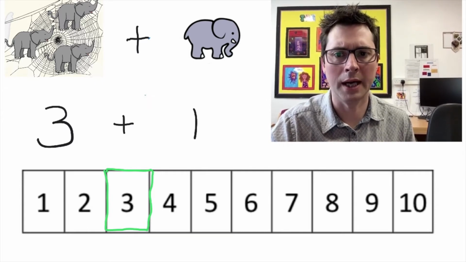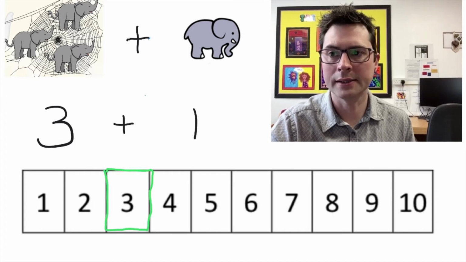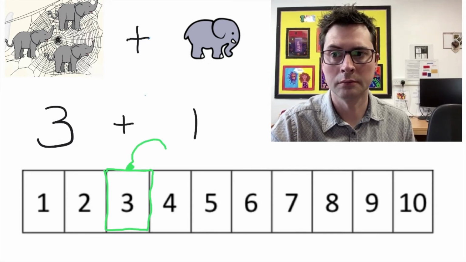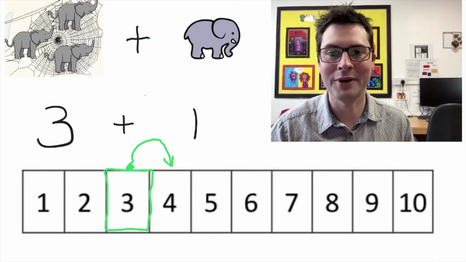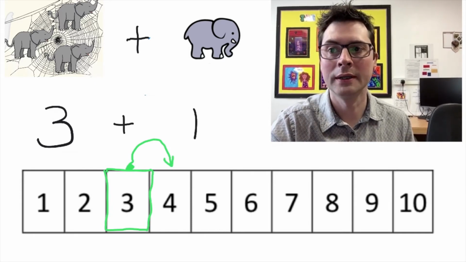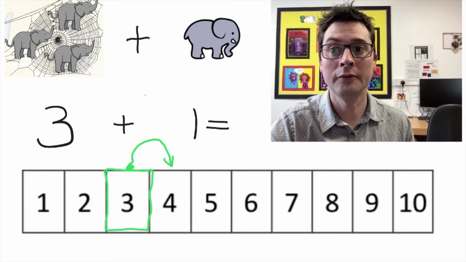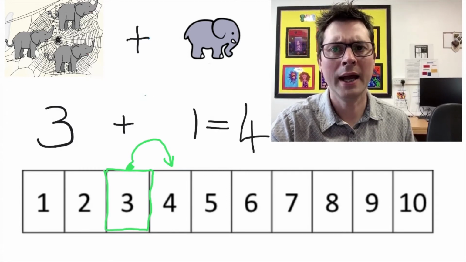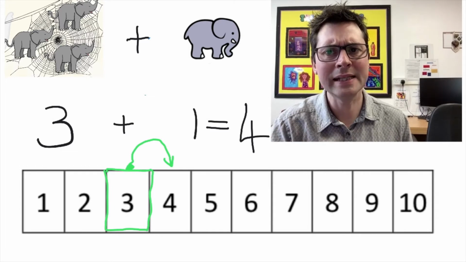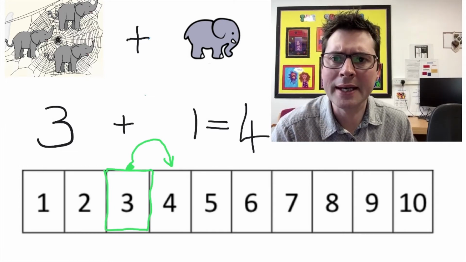Now on our number line, that looks like this. Let me draw you an arrow. We start with 3 and we add 1 more. 3 plus 1 equals 4. Adding 1 is like going to the next number.